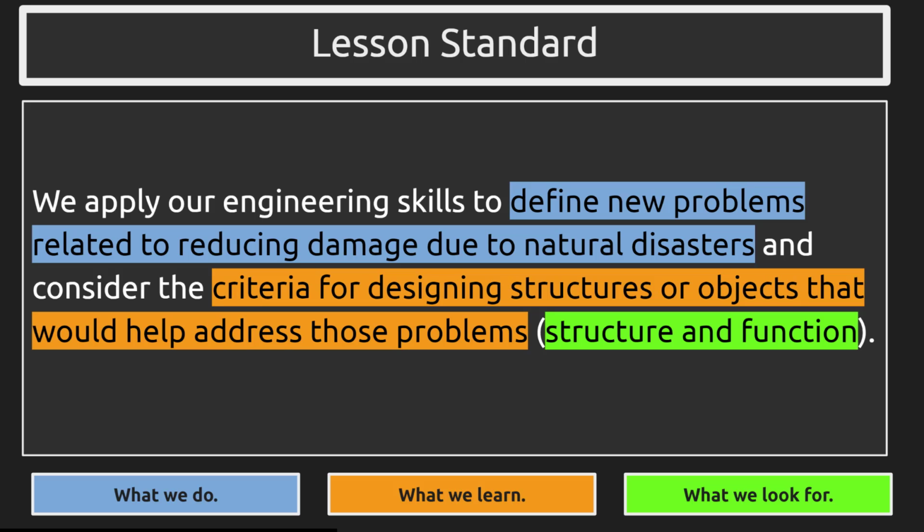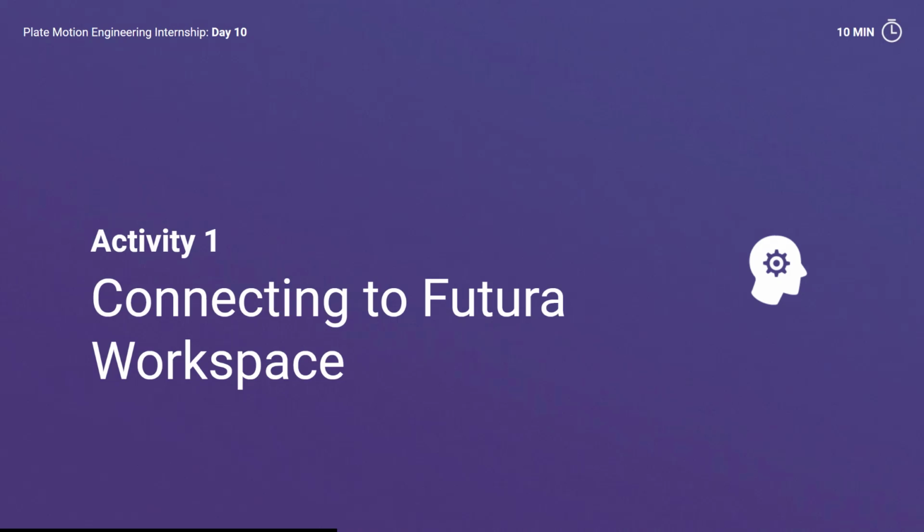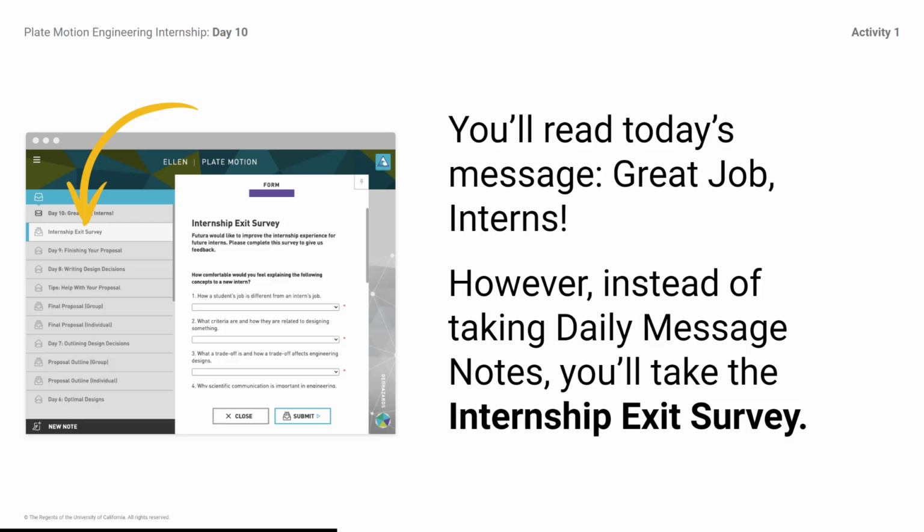In this lesson, we apply our engineering skills to define new problems related to reducing damage due to natural disasters and consider the criteria for designing structures or objects that would help address those problems. Structure and function. Activity 1, connecting to Futura workspace.